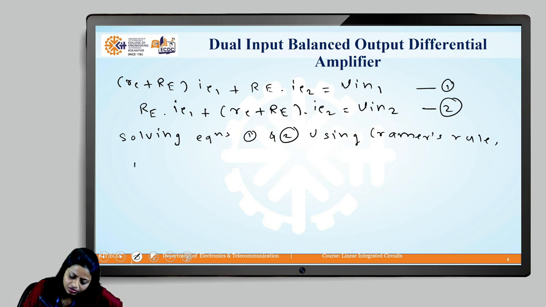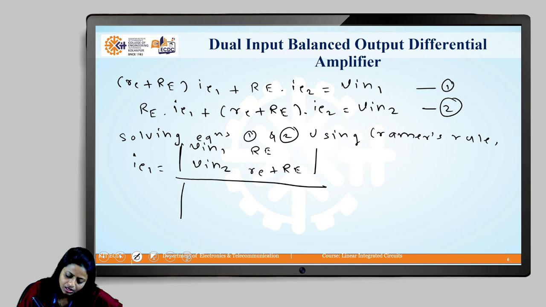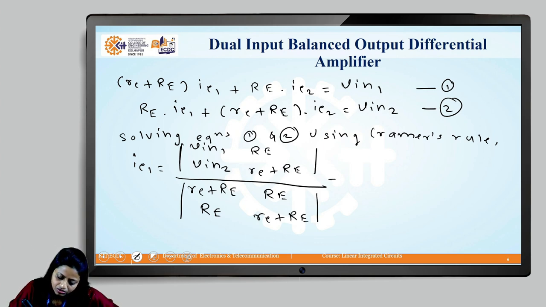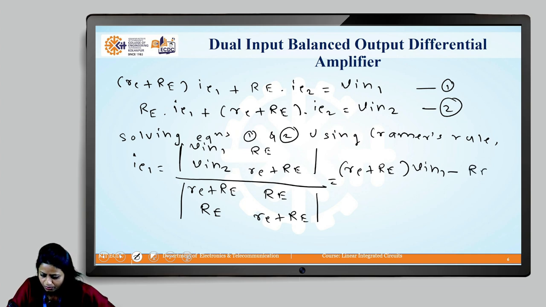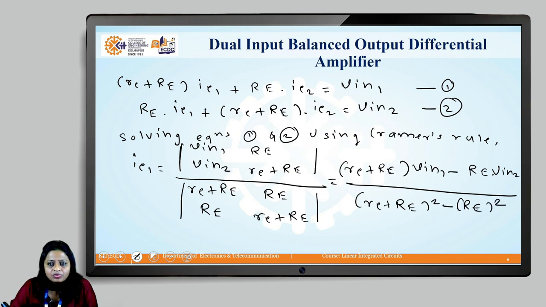So, the value of IE1 is given as V in 1, V in 2, and the variables of IE2 are RE and RE plus RE, divided by the determinant of variables of IE1 and IE2, that is RE plus RE, RE, RE, RE plus RE. So solving this, this will give you RE plus RE into V in 1 minus RE into V in 2 divided by RE plus RE square minus RE square. So, this is the equation that we have got for IE1. Let us call this equation 3.